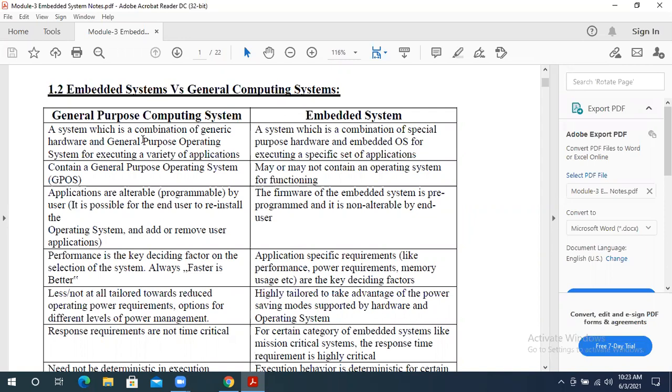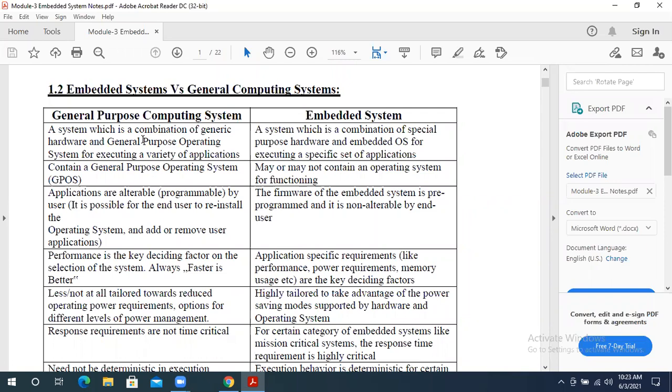But when it comes to embedded systems, it is not like that. If you have 10 different devices, you have to use specific hardware and software for each device here. That is the difference between your normal computer and the embedded system here.